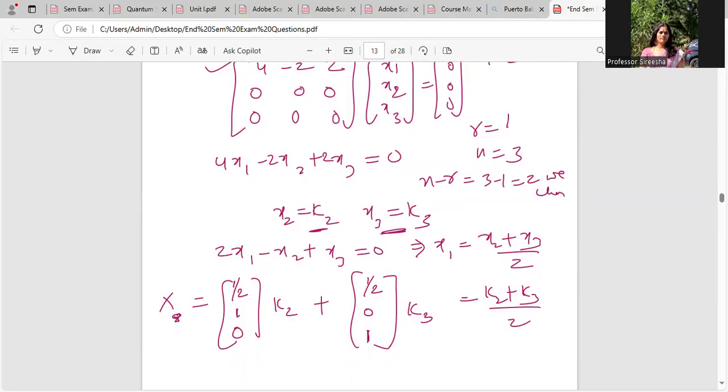You can ask me, ma'am, if the rank is 2 and the number of unknowns are 3? If I choose only one unknown, I'll be having linearly dependent vectors. I won't be having linearly independent vectors. That's the problem. Okay, that vector only I will rewrite. Yeah, I will just stop here.